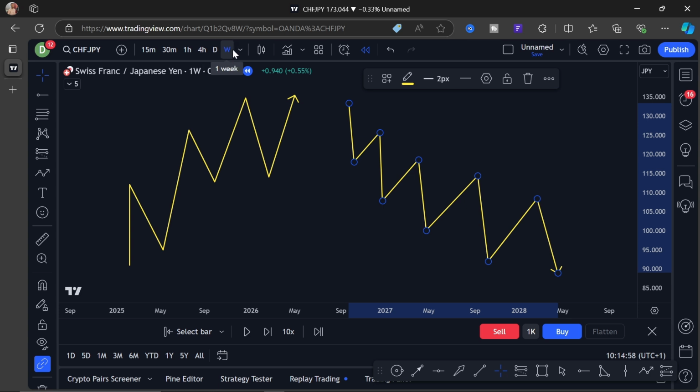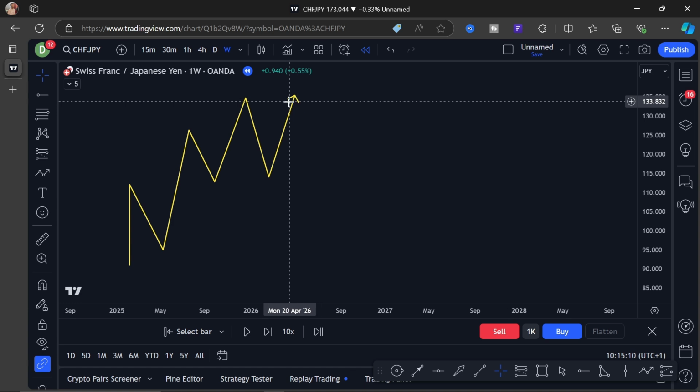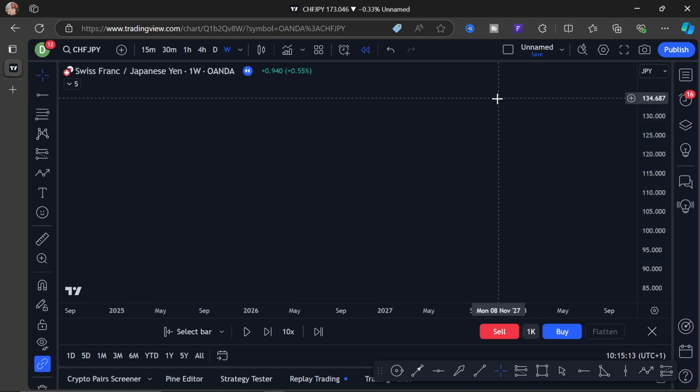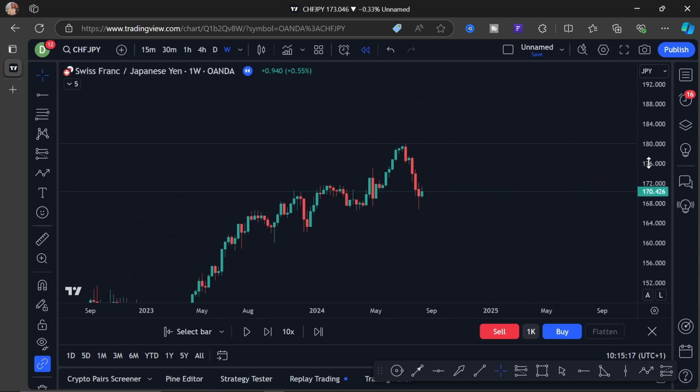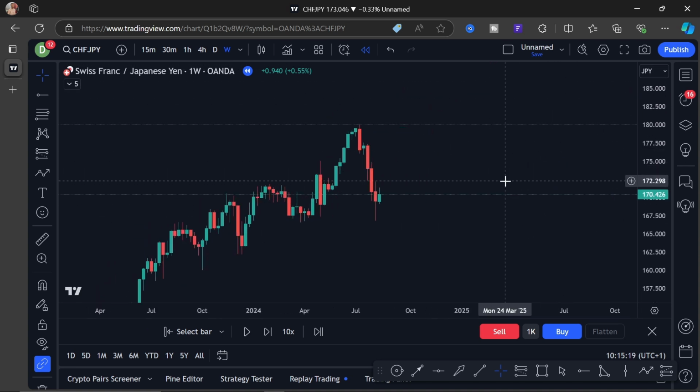That's why I first have to mark this out separately before I go down to the 4 hour to do the main market structure breakdown by identifying my lower highs, my higher highs, and all of that. So now let's get straight into the main video itself using the real chart. For this video, I'll be using the Swiss franc and the Japanese yen. Now let's take a look at this market right now.